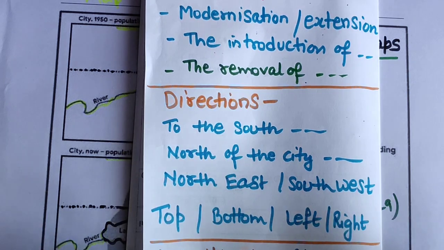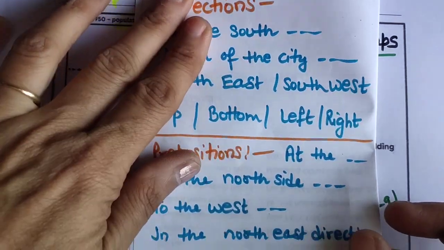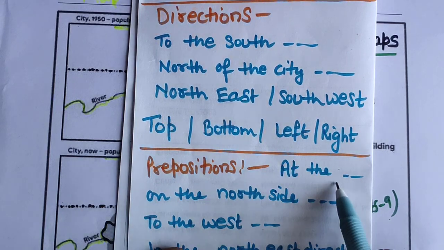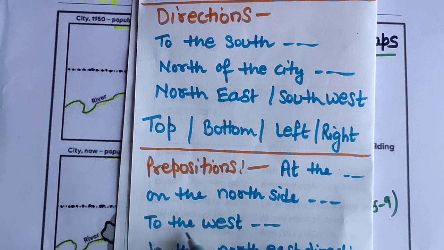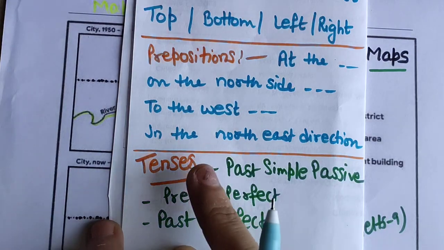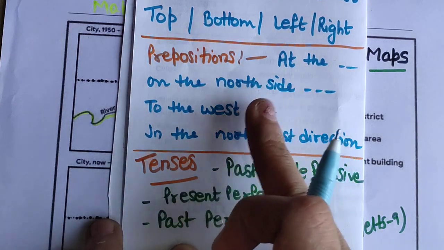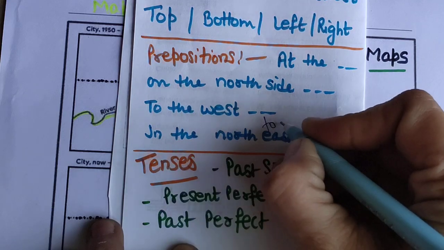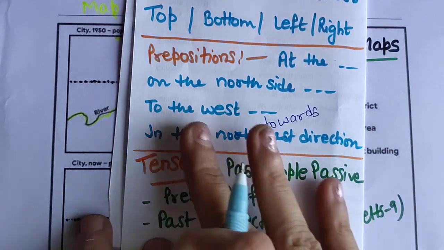Okay, now coming to the prepositions. Prepositions are also important in report writing. At the present, at the south end, on the north side, to the west side, to the north side. So in, to, on, towards also you can use. Towards, I am writing it here, that is left. Okay, so these are prepositions.